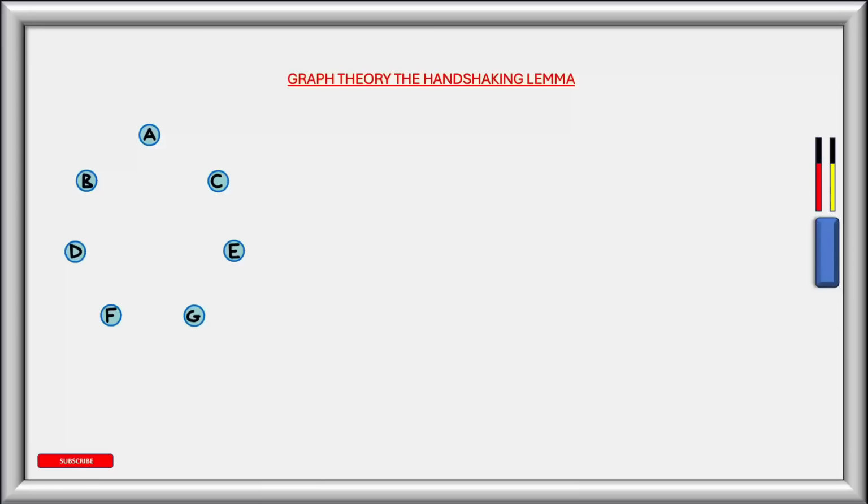I have a challenge for you. You're building a network with 7 servers A to G. Your boss wants every single server to be connected to exactly 3 others. Simple, right? Let's try and draw it.